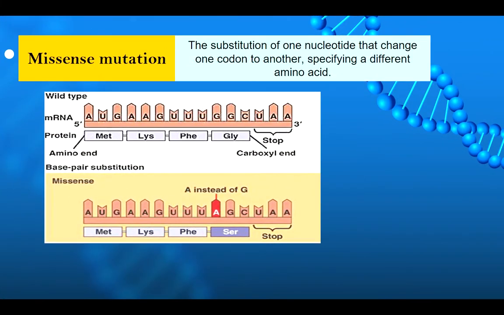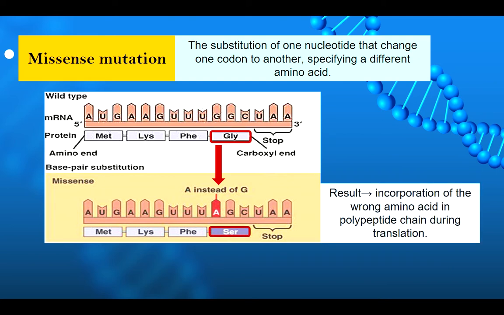Missense mutation. Missense mutation is referring to the substitution of one nucleotide that changes one codon to another, specifying a different amino acid. For example, the substitution of the adenine base instead of guanine, producing different codons specifying different amino acid. Thus, incorporation of the wrong amino acid in polypeptide chain during translation.